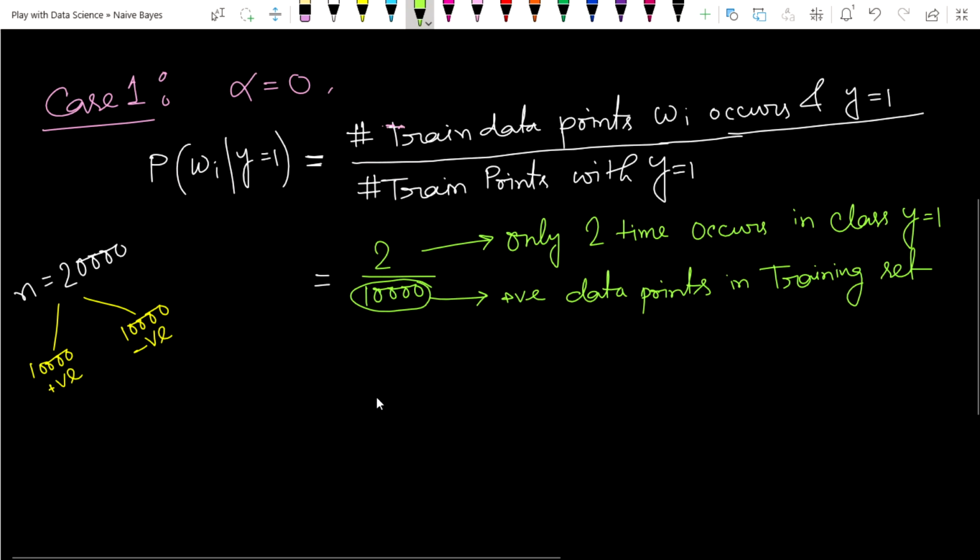Now the main thing is, what will be this probability? Just see this one, what will be this probability? Now this probability will be very small, because we have only 2 times occur. Just for the numerator we have only 2 times occur, so this probability value will be very small.